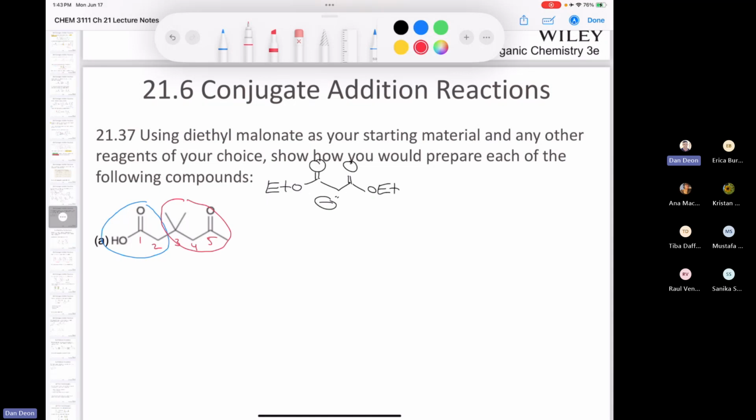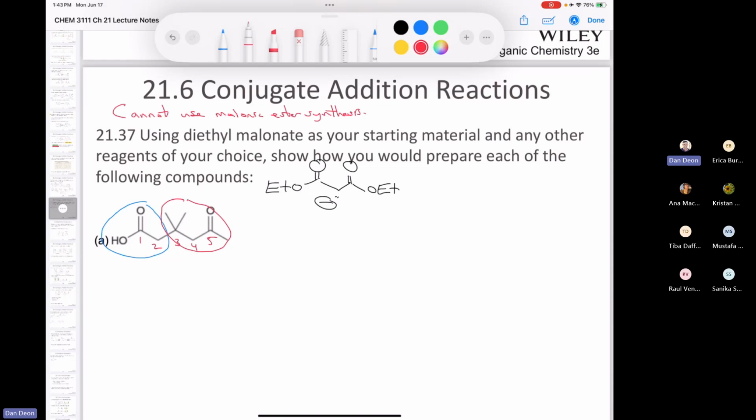That actually would be a mistake. Now why would that be a mistake? You cannot use malonic ester synthesis in this case. Now, why would that not work?